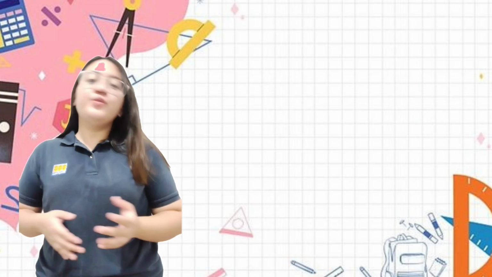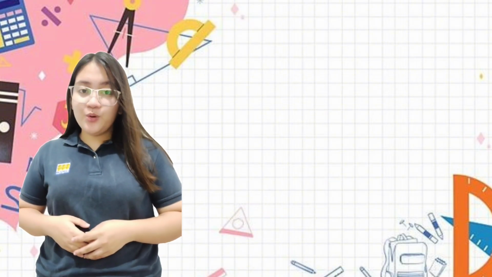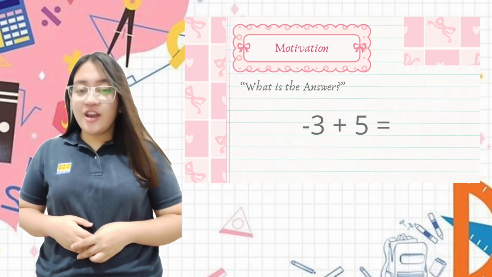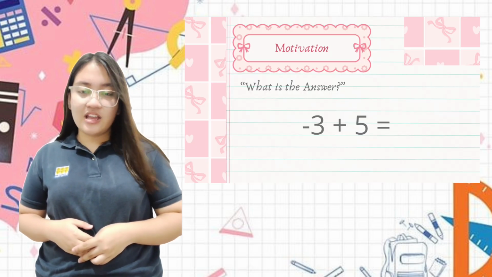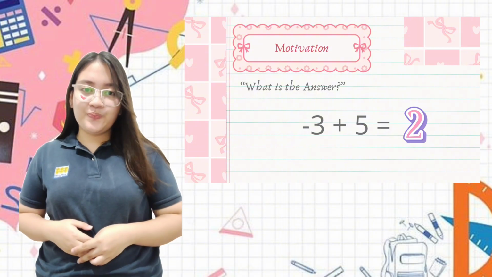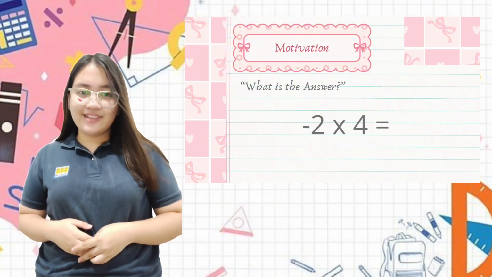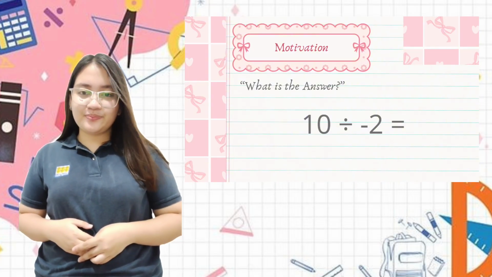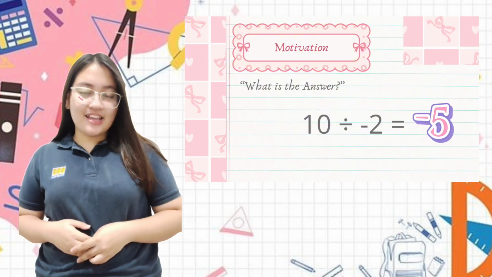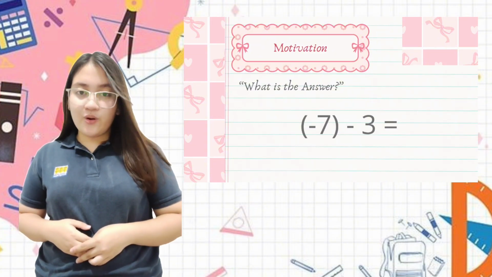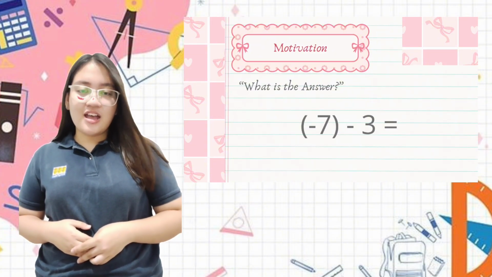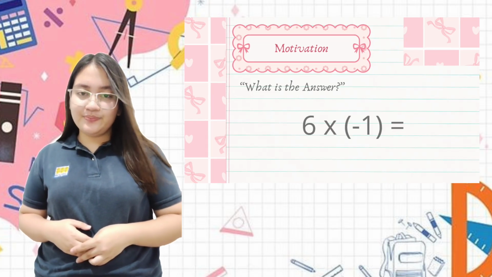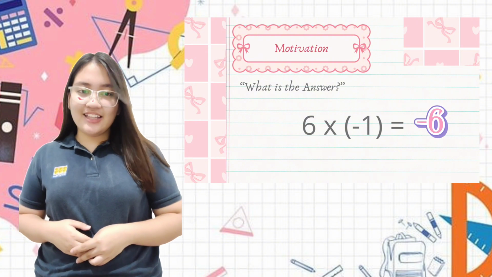Let us warm up with some quick mental math. I am going to show you different equations and try to solve them mentally. Number 1. The answer is 2. Number 2. The answer is 8. Number 3. The answer is negative 5. Number 4. The answer is negative 10. And number 5. The answer is negative 6.